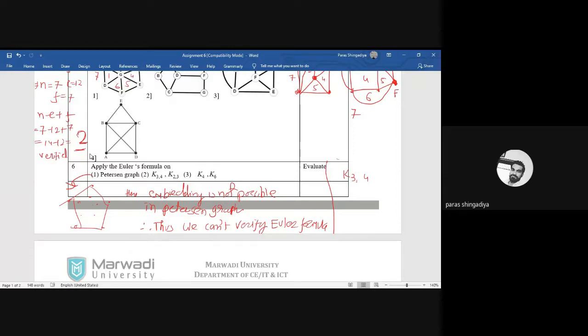Okay. So a similar argument: first draw the K34 graph, clear? 3 vertices on one side, 4 vertices on the other side, draw it here, and then write the same conclusion. Here embedding is not possible in the K34 graph. So here we cannot verify the Euler formula. Is it clear for the K34 graph?